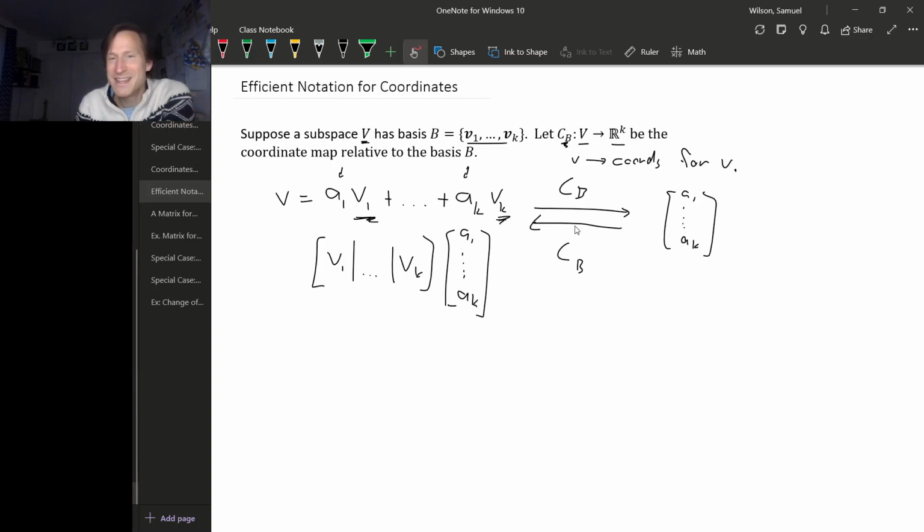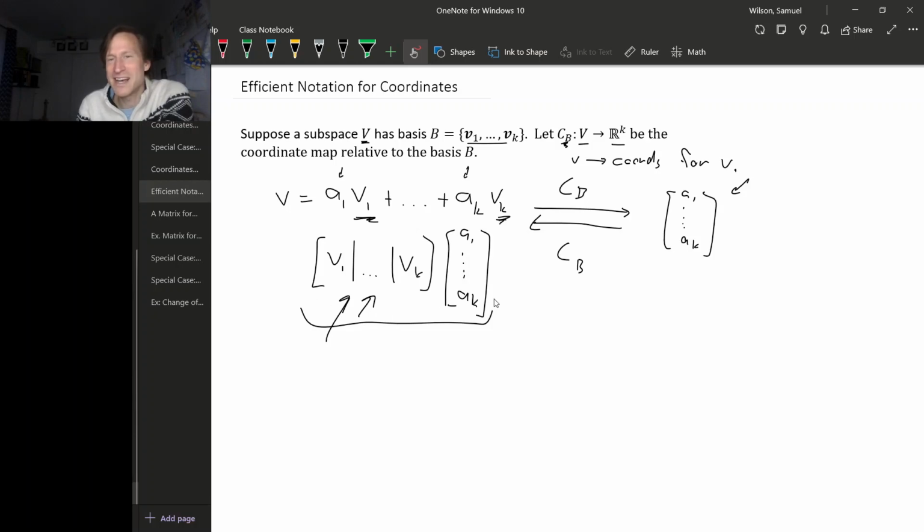So with this way of writing it, what the coordinate map does is it takes this linear combination and just throws away this matrix of v's and just keeps the vector of coefficients. And then the inverse transform takes these coefficients and just multiplies them on the left by the matrix full of v's. So this makes it clear that, since the v's are linearly independent, this is an isomorphism, right?